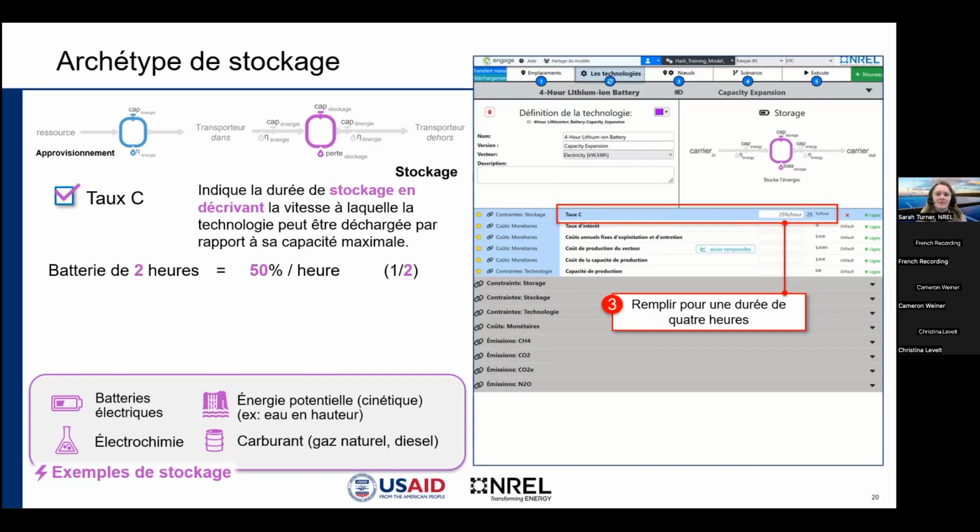Let's look at some examples. If we wanted to, let's say, model a 2-hour battery, we would want to specify that the C rate is 50% per hour. Think about it. If a battery can only discharge for 2 hours, then that would mean that the battery's maximum storage capacity would be gone after 2 hours, which means at 1 hour, half of that storage capacity is already gone.